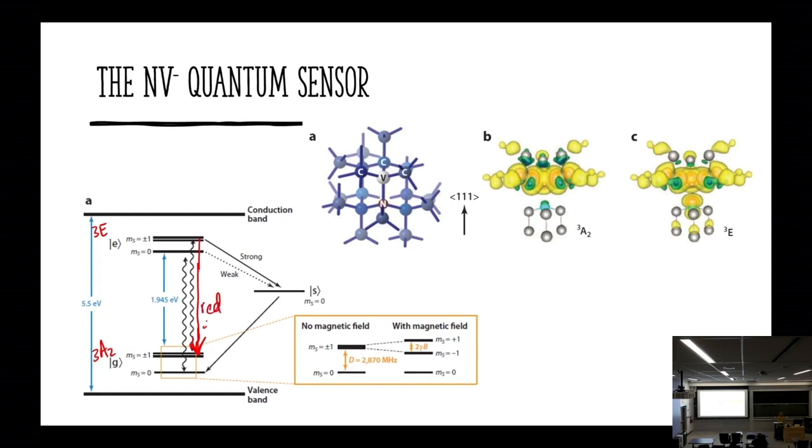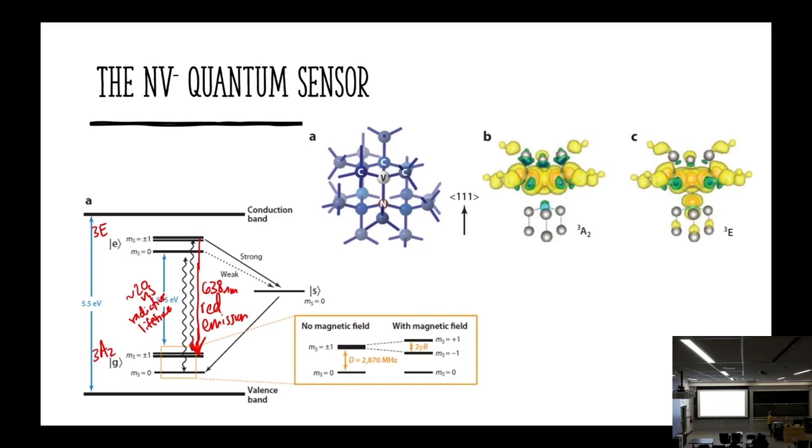So this is our red emission. It has a wavelength of about 638 or so nanometers. And that radiative lifetime is about 20 nanoseconds. So that's one channel for relaxation. And that mainly takes you between the little m sub s equals plus minus 1 levels.